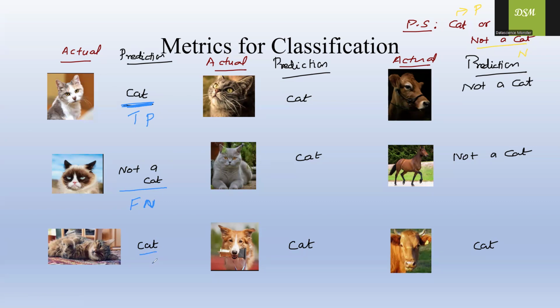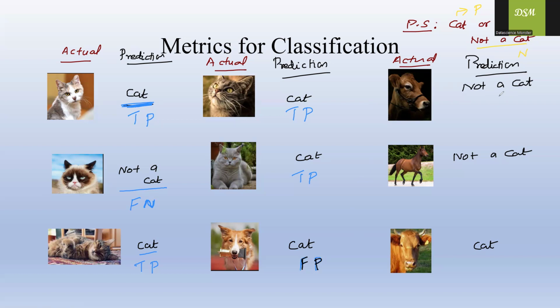My model predicts positive. Yes, it is a cat. So true positive. My model predicts cat. Yes, that is true. My model predicts positive, but that is false. It is not a cat, right? So that is false. So let me change it to black so that you can see it clearly. You can see that it is false positive.